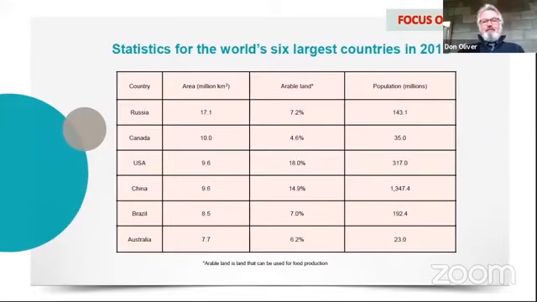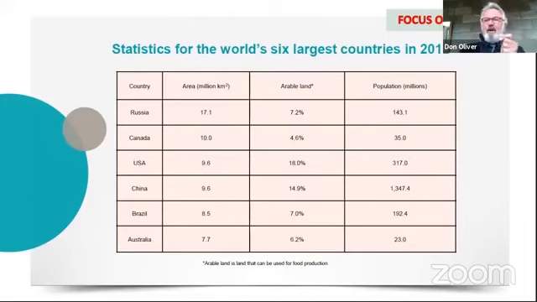Let's look at an example. This is a typical table of figures. This shows the 6 largest countries in the world in terms of area. In 2012, they had a certain amount of people in them. They had a certain amount of land that produced food. And you'll notice here that the word arable is used.